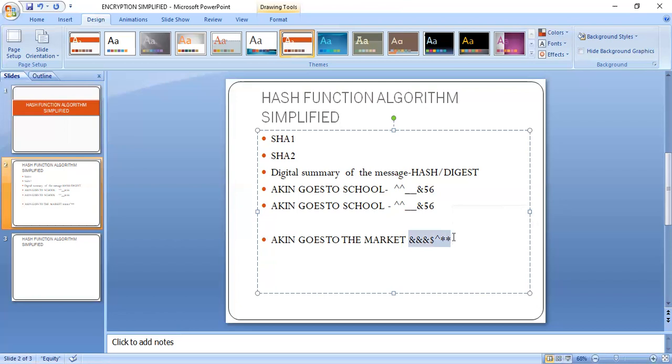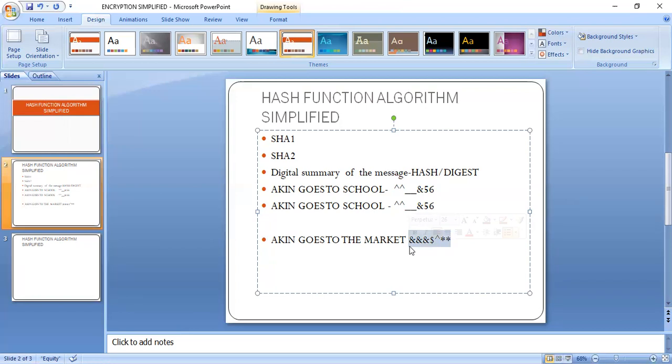So you compare this, which I sent to you, with this, which you got. They are not the same. So automatically, you know that the message that you received was not the message I sent. So that is how simple hash function algorithm is.